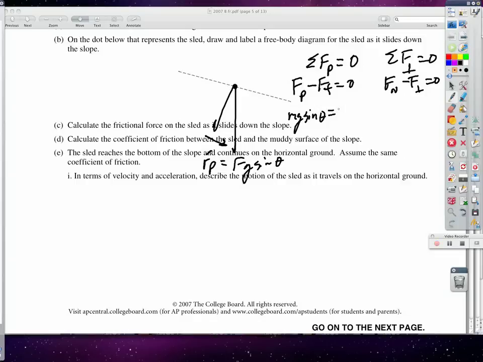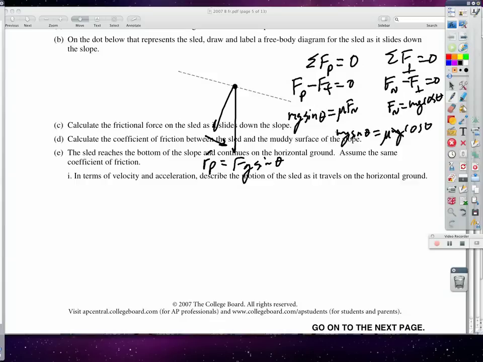Okay, so then we say mu F sub n. Over here we say F sub n is equal to mg cos theta, right? So then ultimately we get mg sine theta is equal to mu mg cos theta, right? The mg's cancel. Do you remember this? Mu is tan theta. So that's easy. Tangent of 15 degrees. Boom.